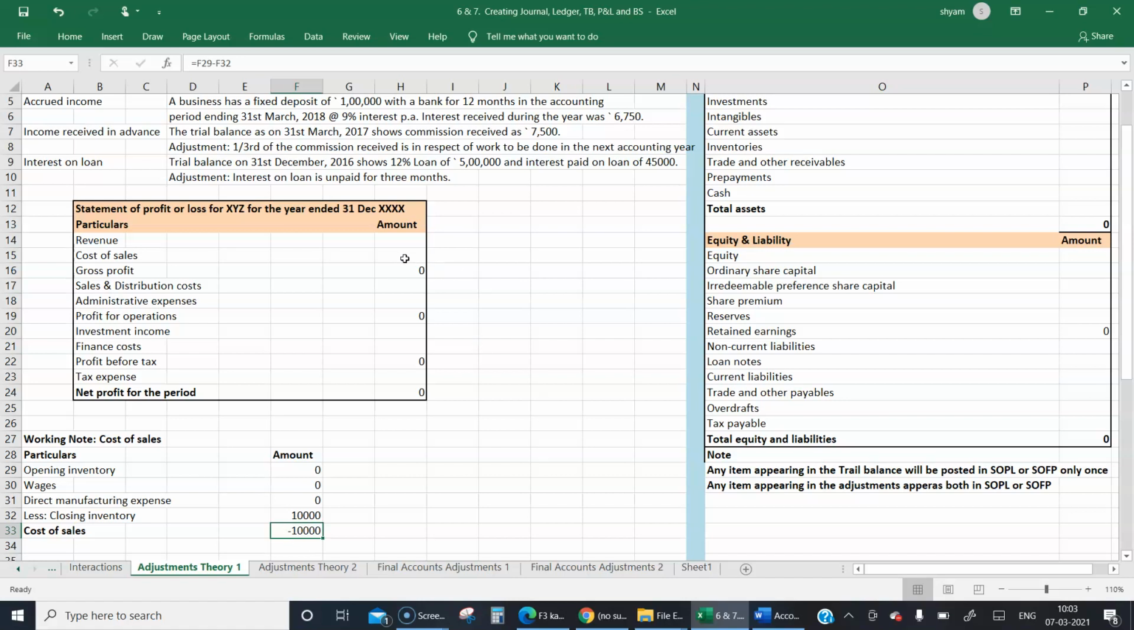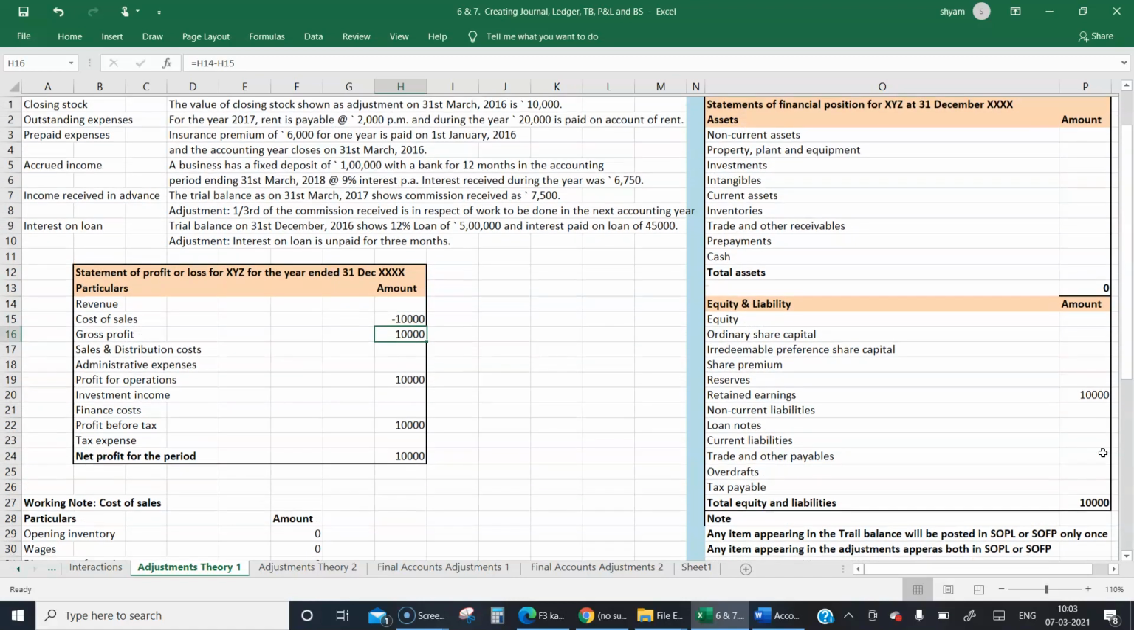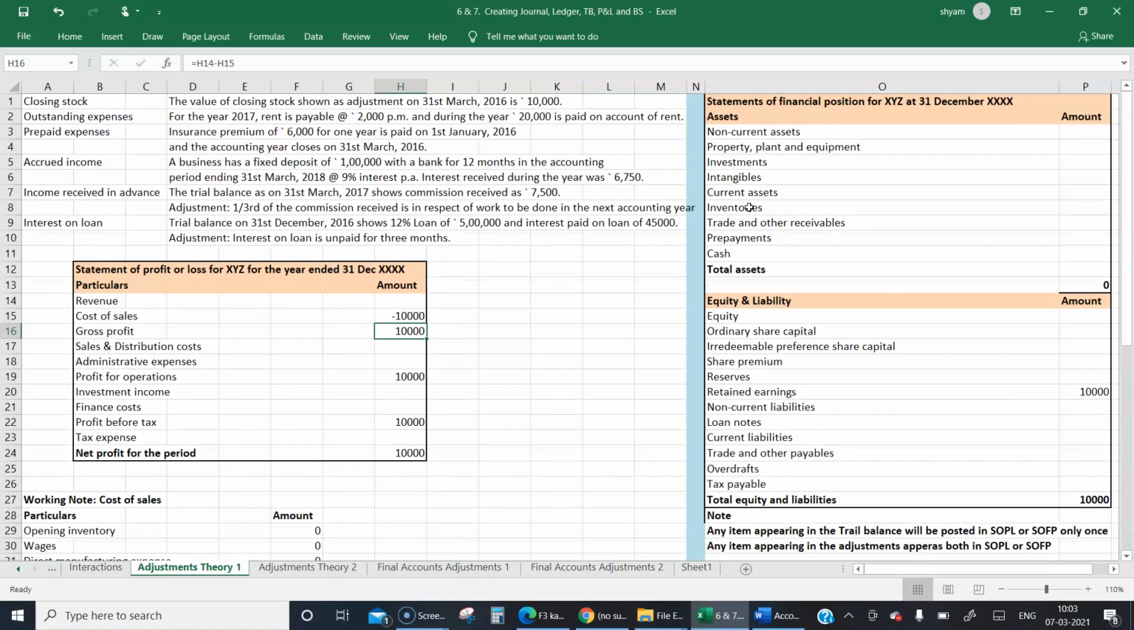If I put this minus 10,000 here in cost of sales, you can see that cost of sales is a deducted number, so it would actually become a positive number in the net profit region. It will become a profitable number. You can see these numbers are pulled, and finally the equity side is showing 10,000. But what about the asset side? On the asset side, you have an item called inventory. There you can post 10,000. So now you will get both sides equaling 10,000.